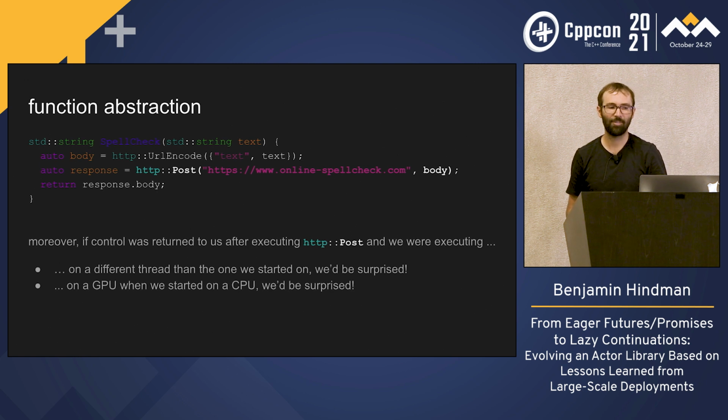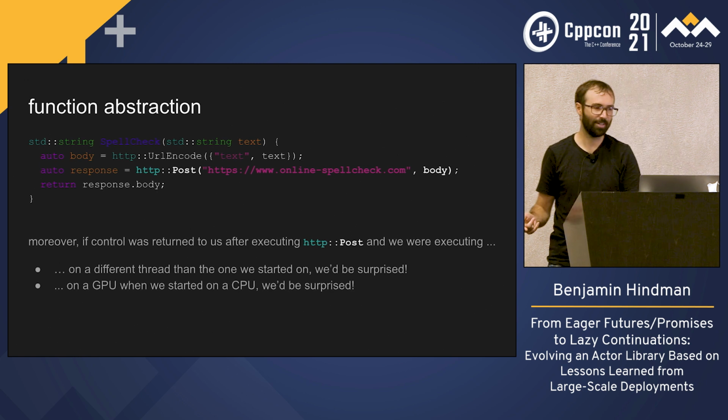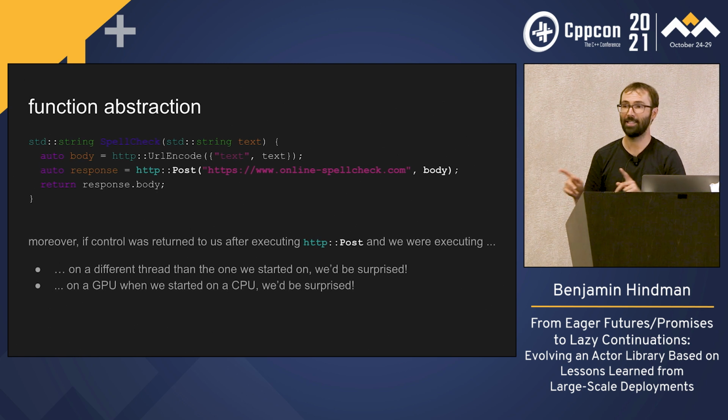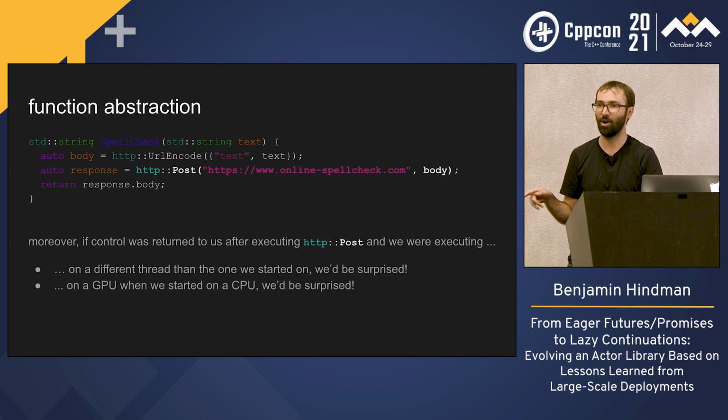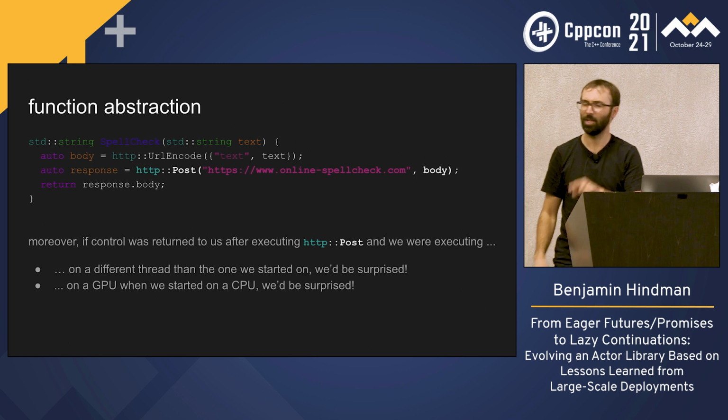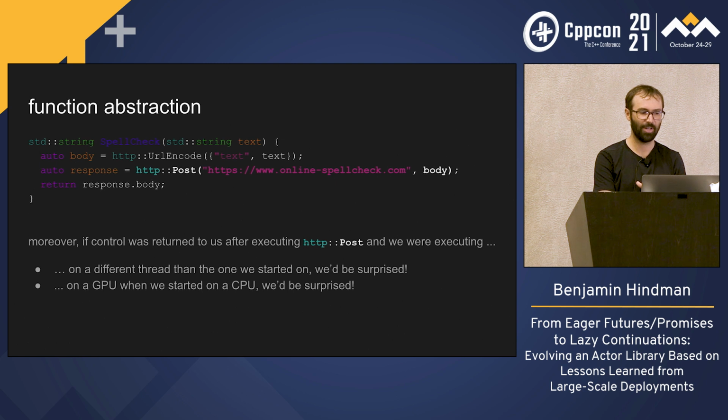On the flip side, if we called HTTP post and the computation, when it continued, happened to be on a different thread than where we called HTTP post, I think we'd probably be pretty surprised. We'd be like, whoa, that seems really weird. Or if we called HTTP post and computation continued on a GPU, but we started on a CPU, we'd be surprised too. I think this would pretty much break the principle of least astonishment.